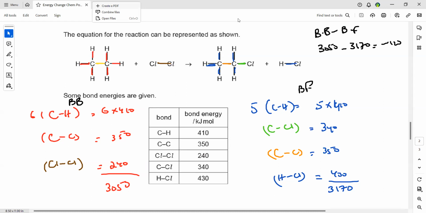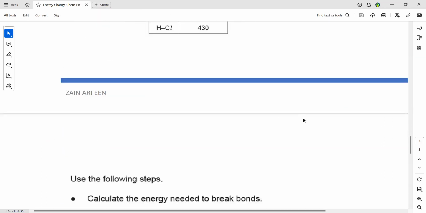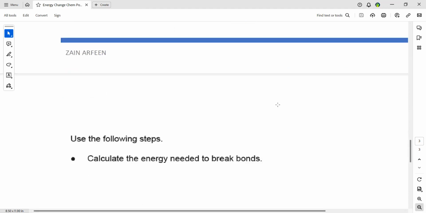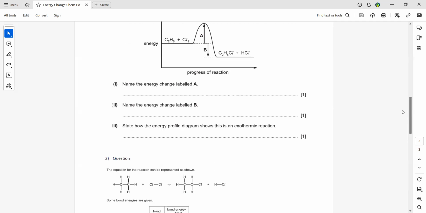So the answer here, this was 3050. This was 3170, and the difference was minus 120. And because it's an exothermic reaction, the enthalpy change and energy change must be negative. If it was an endothermic reaction, then the enthalpy change should be positive. So this was a pop quiz which was related to the energy change questions.